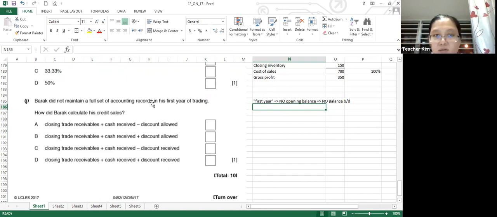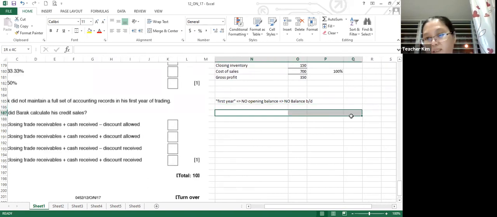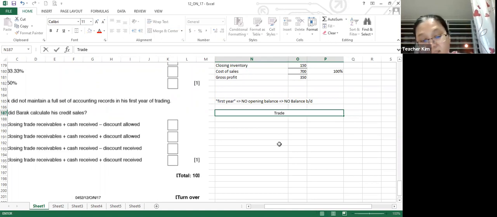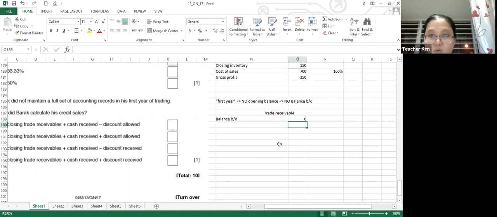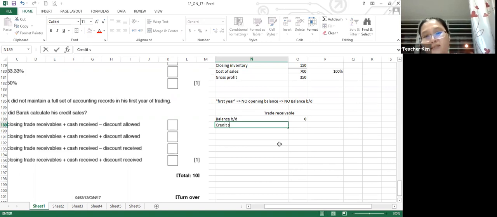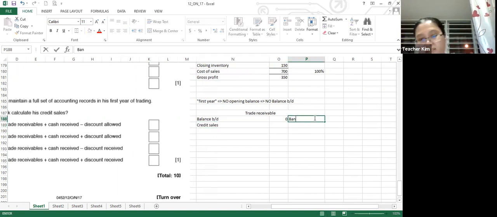Now come to this one. Since there is no opening balance, how did Bharat calculate his credit sales? I opened a simple T account for the trade receivable, because credit sales is related to the trade receivable, which is the customer. So the debit side balance brought down, because they say this is the first year, must be zero. The debit side is the credit sales, which is what the question asks us to find. At the end of the year, the customer will pay us.